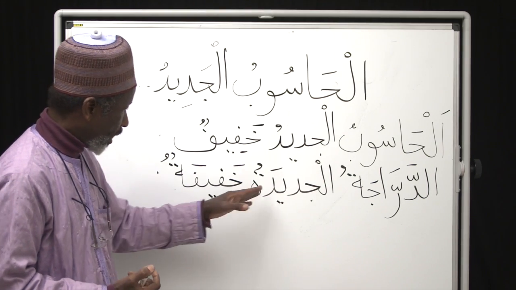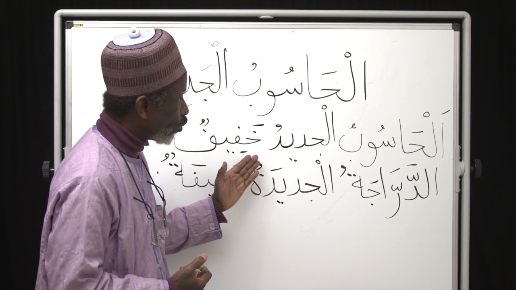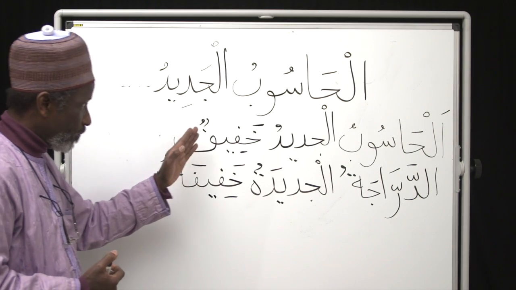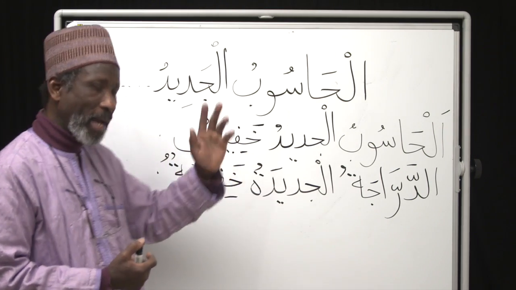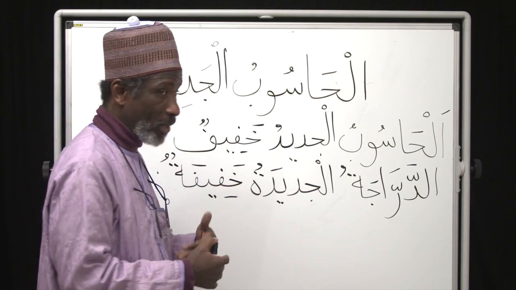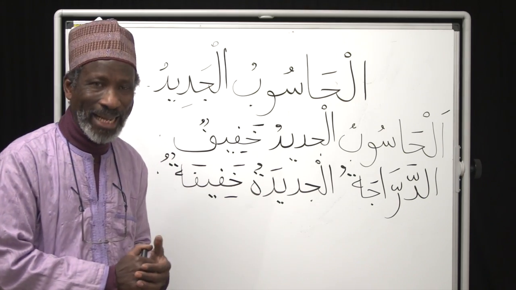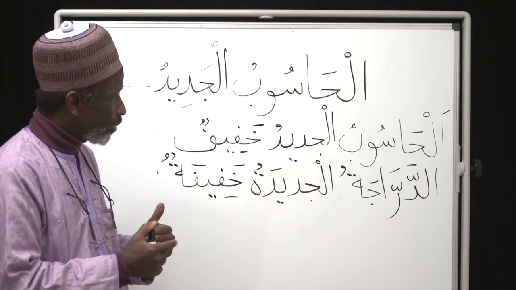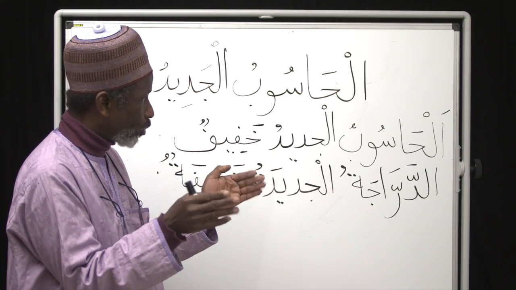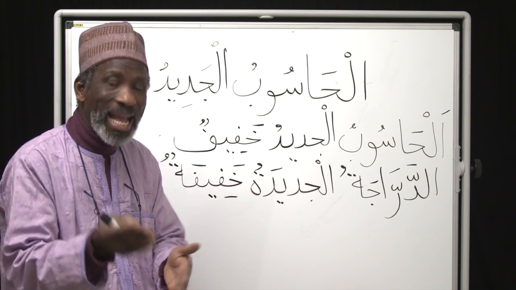Ad-darrajatu, that's feminine. Al-jadidatu, that's feminine. Khafifatun, that's feminine. For the hasub, the computer, male, al-hasubu, al-jadidu, khafifun. Male, male, male. Masculine, masculine, masculine. So that's the principle. If you want to achieve "is", you drop the al and then you put your predicate, or the adjective, which in English you say subject and predicate. You give me the noun, and then you give me the news about it. That is completion of subject and predicate.